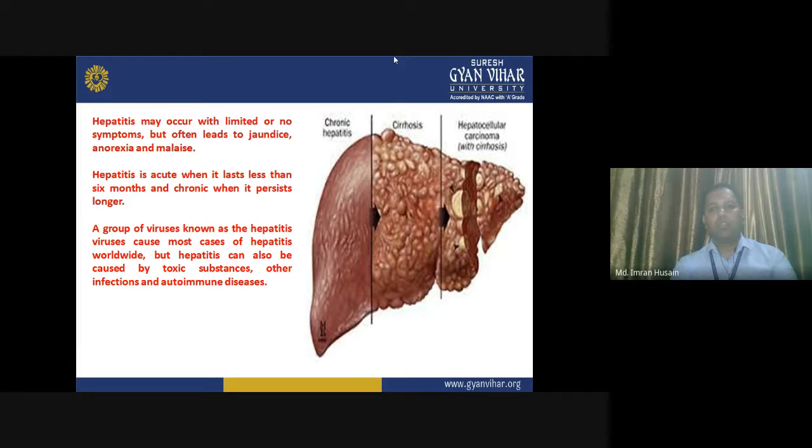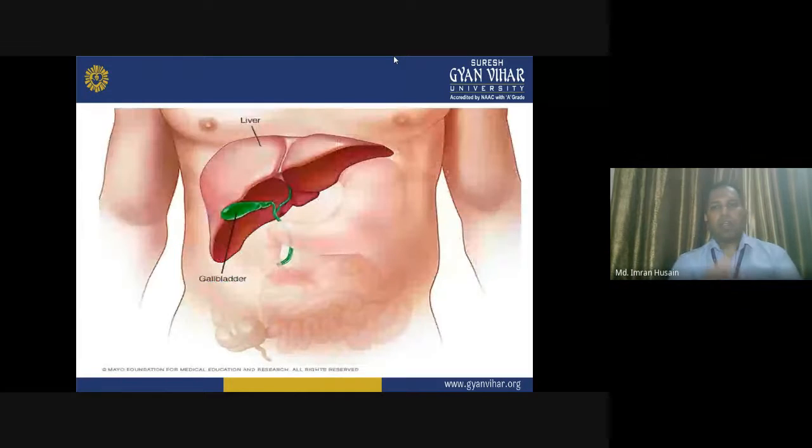Here in this image, you can see the different stages: chronic hepatitis, cirrhosis, and hepatocellular carcinoma. Well, you can say it leads to liver cancer. So the differences in all the stages are shown here. And in this image, you can see the diagram of the human gut and the position of the liver and all its components. The liver is present in your upper abdomen on the extreme right side of your rib cage.